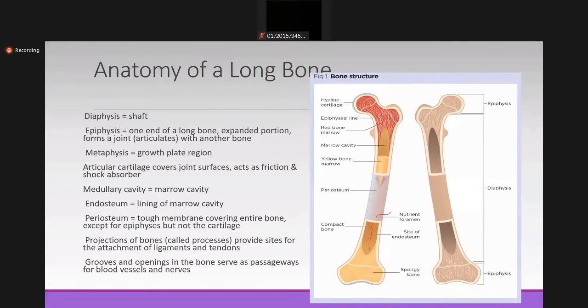Projections of the bone called processes provide sites for the attachment of ligaments and tendons. Grooves and openings in the bone serve as passageways. So again you have those nutrient passages, or the foramen, for the nutrient arteries. Similarly, we have certain grooves and passages which are openings for the blood vessels and the nerves.